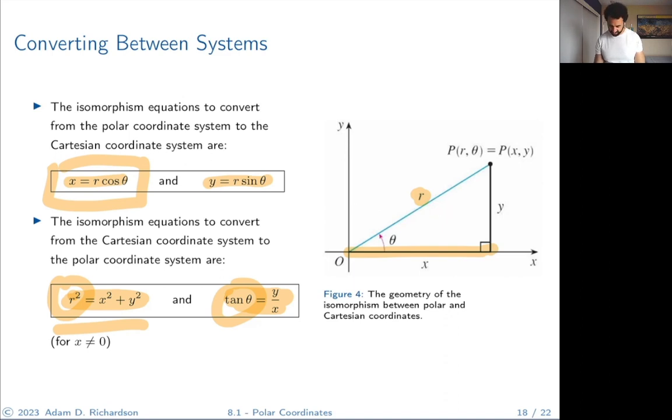Same thing on the vertical part here, right? This vertical displacement, we were calling it sine of theta. And if our radius was 1, that would just be sine of theta. But because it's r, it's going to be r sine of theta. And that's pretty much it. So if you've got those equations, you can convert back and forth between Cartesian and polar. That's the relationship. That's the isomorphism.